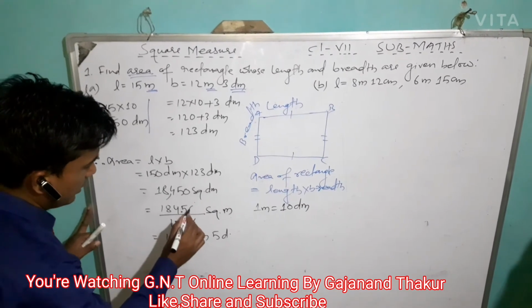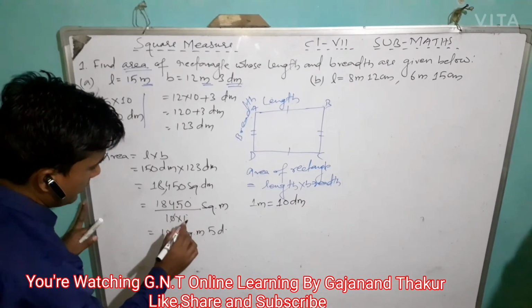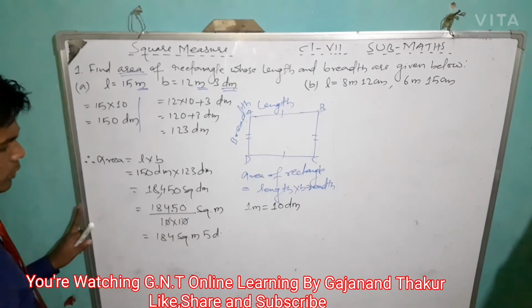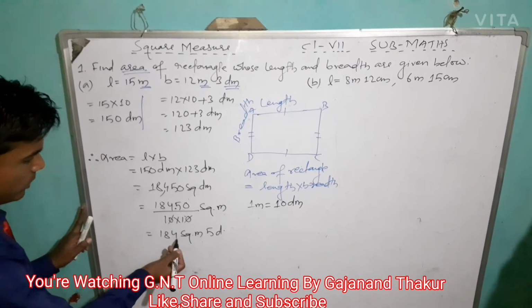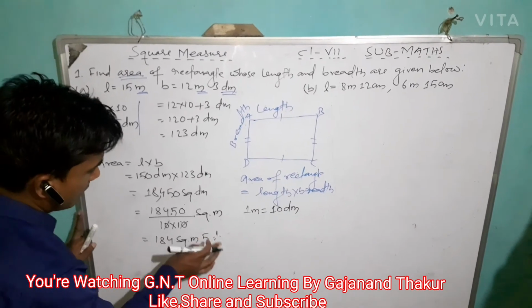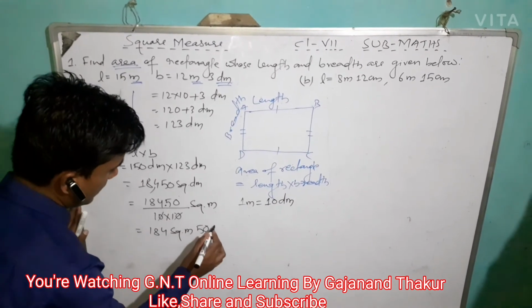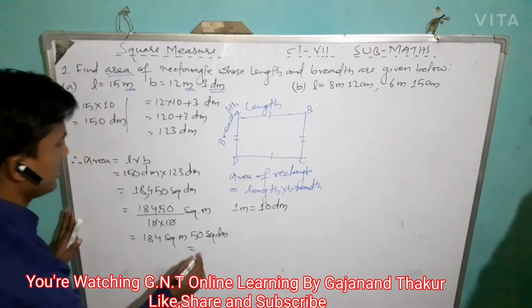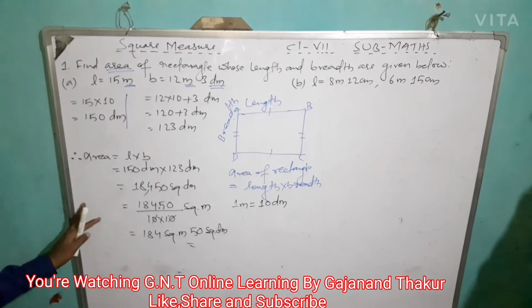What we'll do here is 0, and here it is 0 itself. So 1 1 2 0 we got here, put the point here. So we got here 184 square meter, and here we write 50 square decimeter. So this is the answer of this question.